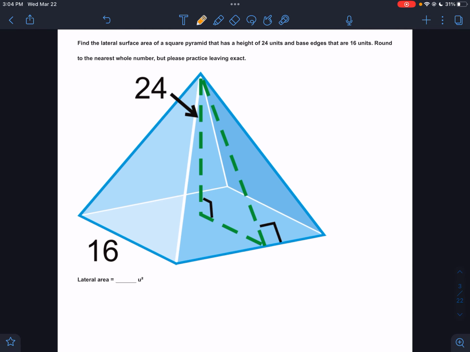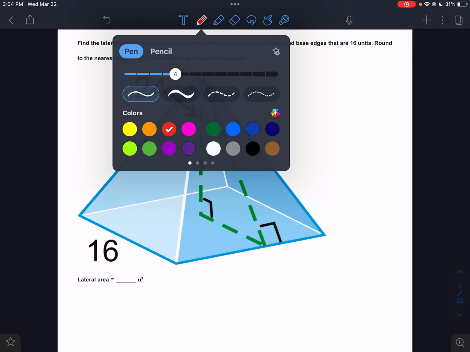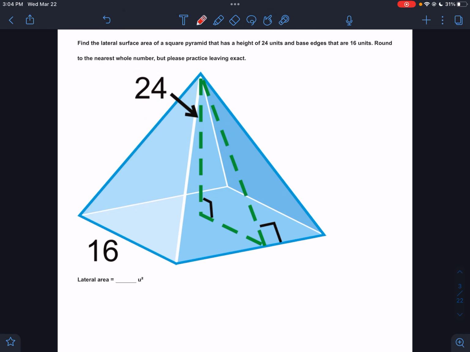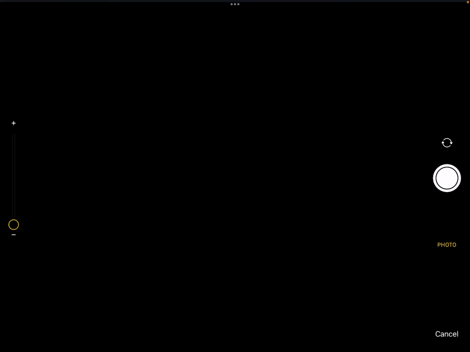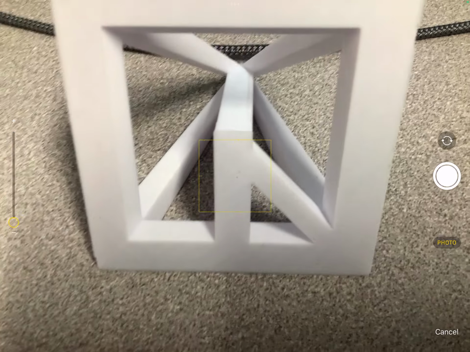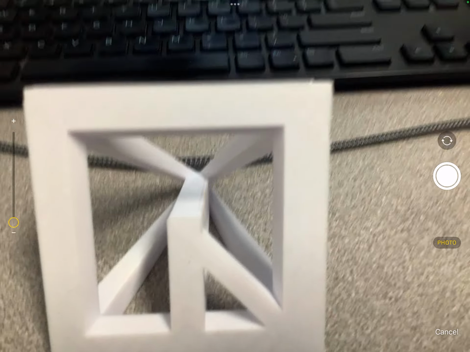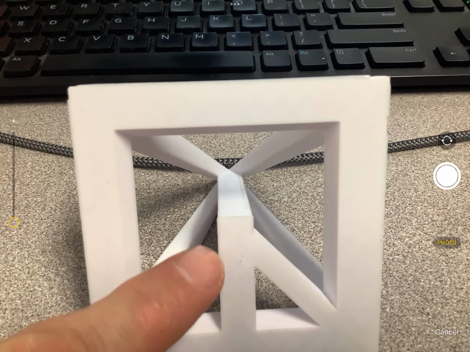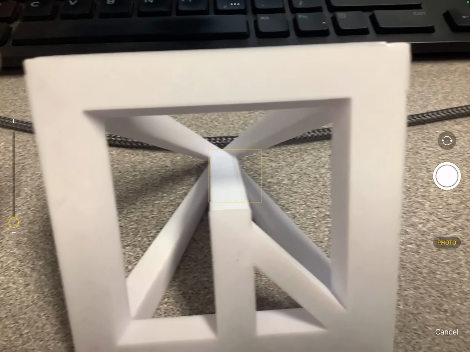All right, here we have the lateral surface of a square pyramid. It has a height of 24, and the base edges are 16. Those are labeled for us. So one of the things I want to just show you again real quick are some of the situations you have to be aware of. First off, squares are pretty unique. On a square, the apothem, right? So we have the apothem here, is half the side length.